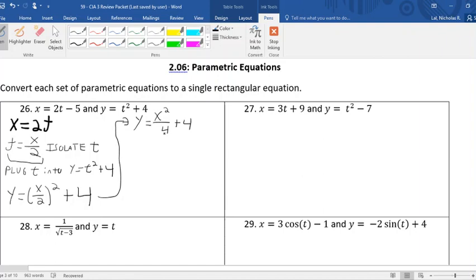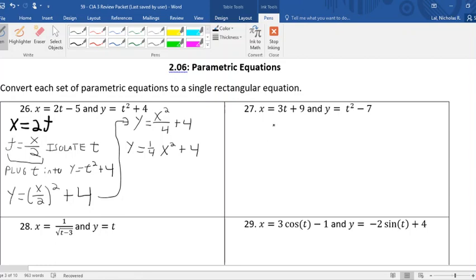And that's all we have for this problem. Another representation could be y is equal to 1/4 x squared plus 4, but both are sufficient.